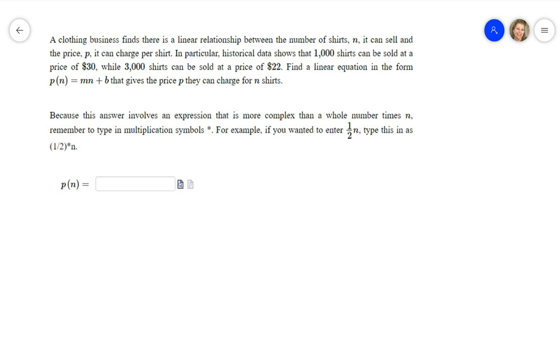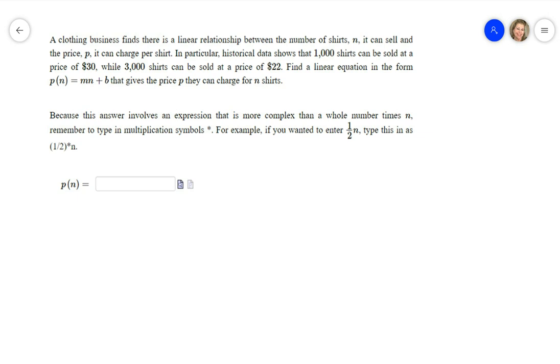Okay, it's a word problem. A clothing business finds there is a linear relationship between the number of shirts N it can sell and the price P it can charge per shirt. Which makes sense. I mean, more than likely, the more expensive your shirts are, the less you're going to sell.